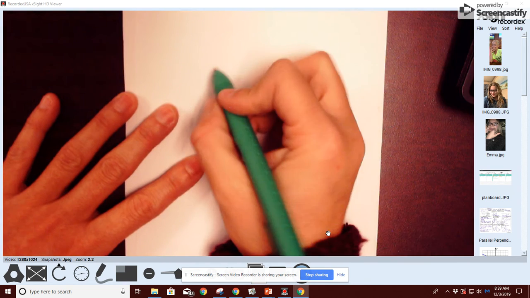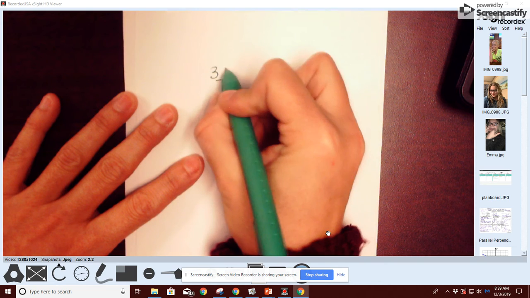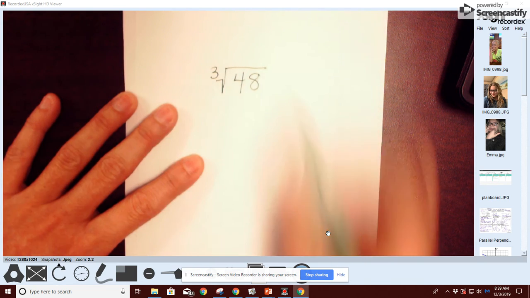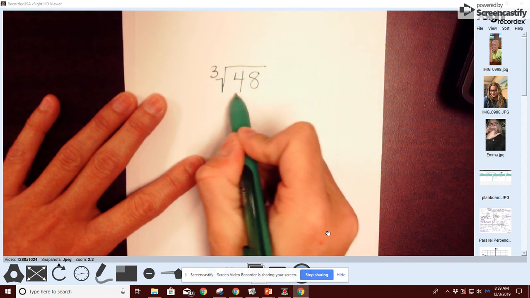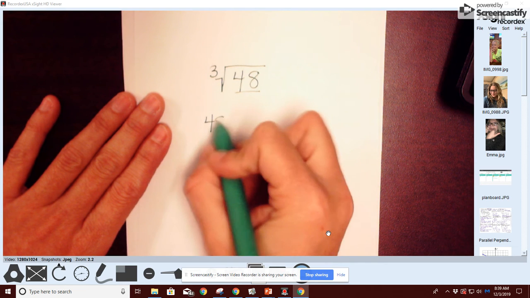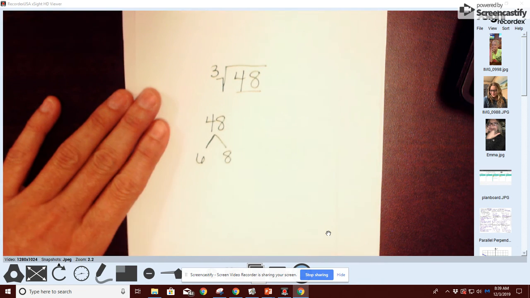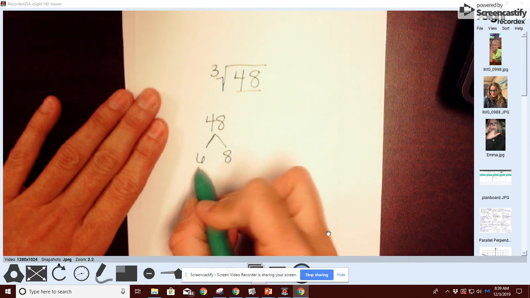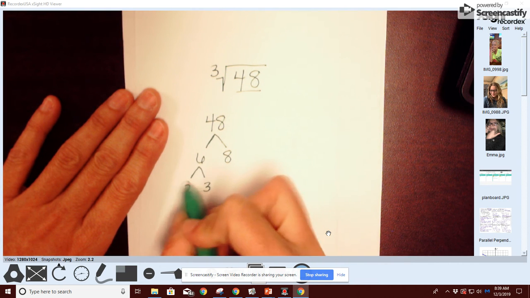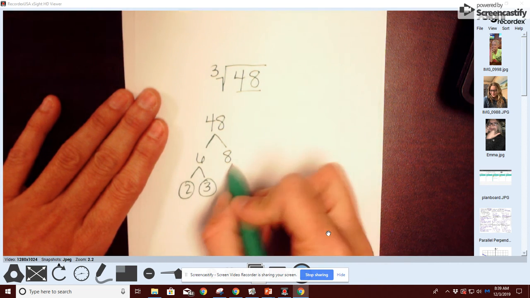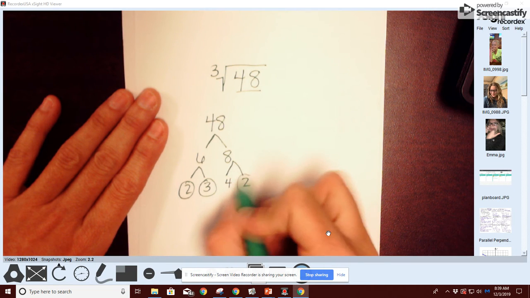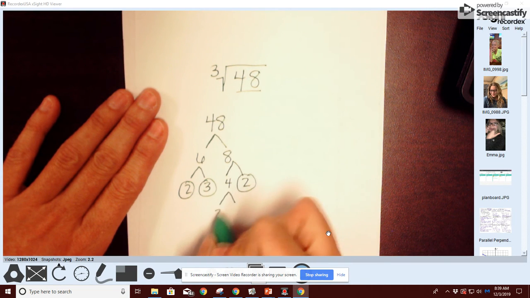Now, if I have a problem like the cube root of 48, I start with my 48 and make my factor tree. So 48 would be 6 and 8, which are not prime. 6 is 2 and 3. For 8, I could do 4 and 2. And then for 4, I could do 2 and 2.